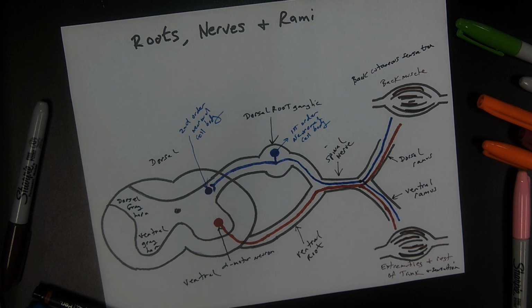Yes, Derek. Rami carry sensory information from the back. So the sensory information from the back travels through the dorsal ramus, through the spinal nerve, and then through the dorsal root. And then what about from the ventral ramus, where it comes from? Like the trunk? The ventral ramus carries information from all extremities, upper and lower extremities, and the rest of your trunk. Anything that is not your back musculature.